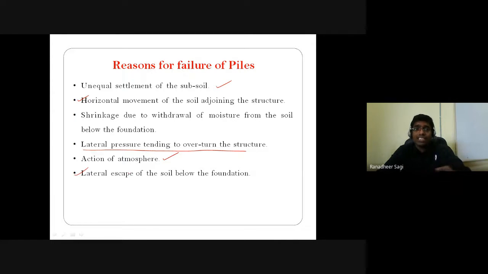Failure can also occur because of lateral escape of the soil below the foundation. Sometimes, whenever there is a large seepage of water into the ground, the particles also get carried away with the water in the process of seepage. Soil grains get carried away. So if the soil in the region of the foundation escapes for any reason, you will also see failure happening in your structure.